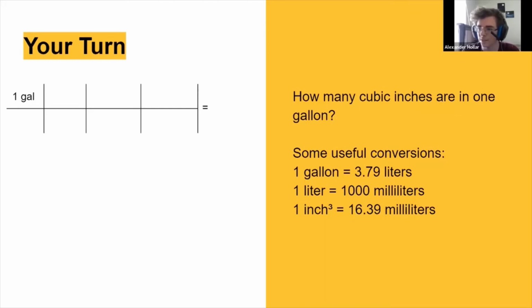All right, so do you guys have some answers now? I see we have one in the chat. Is it 231? Yep, so let's write out our units here. We have 1 gallon to 3.79 liters, then liters to milliliters, then milliliters to inches cubed, and we have 231.24.